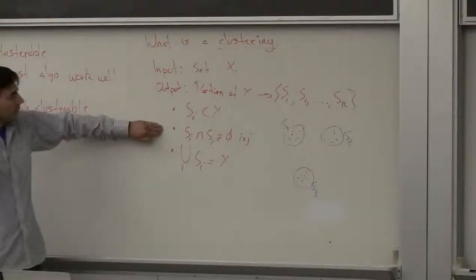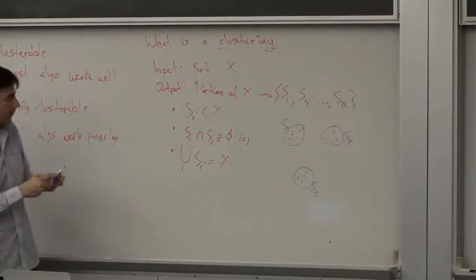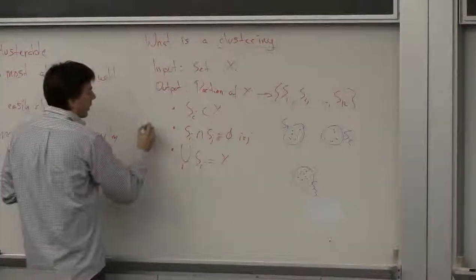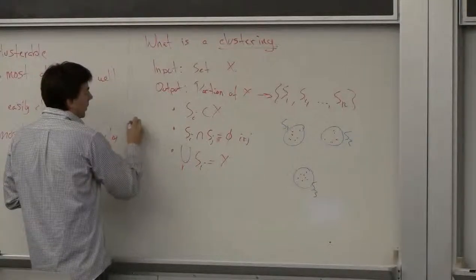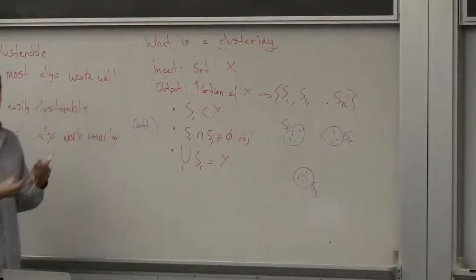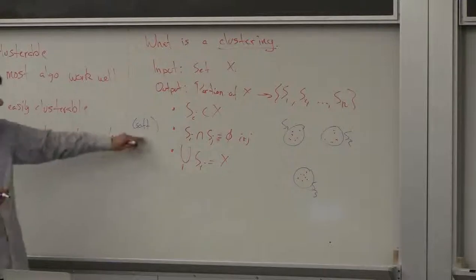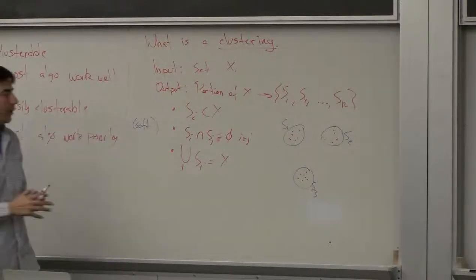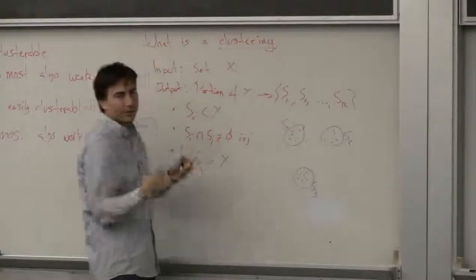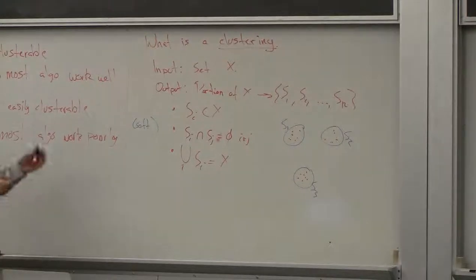Now, this second condition can sometimes be relaxed. If you do not have this constraint where the sets need to be disjoint, then you say this is a soft clustering. There are variations where a point can be in two different sets. And this can sometimes be useful, especially when for certain points it's not clear what cluster they should be in.